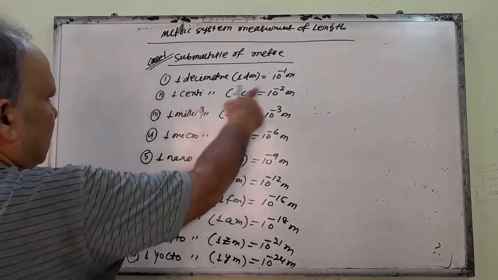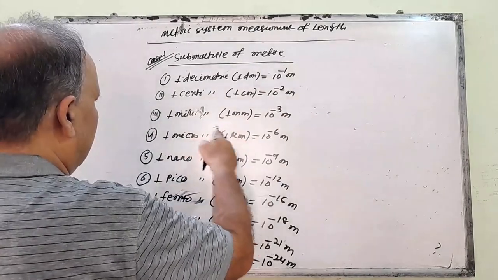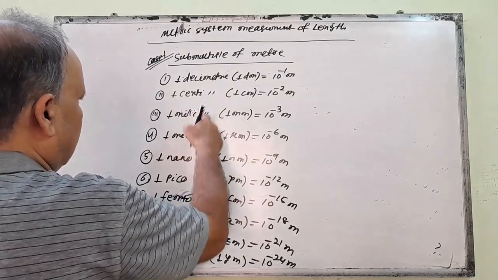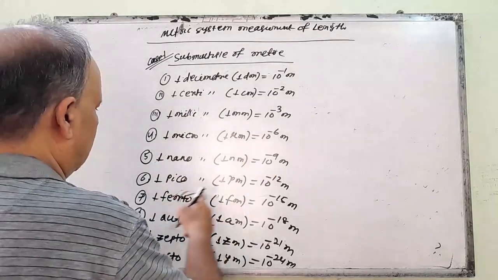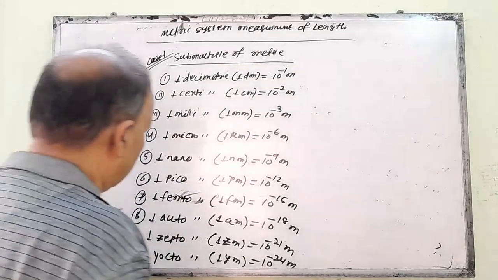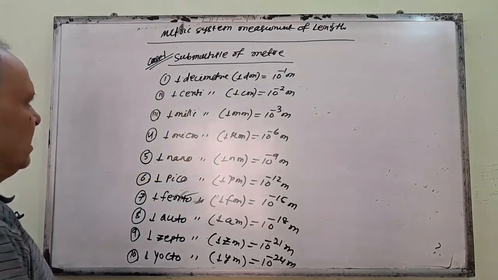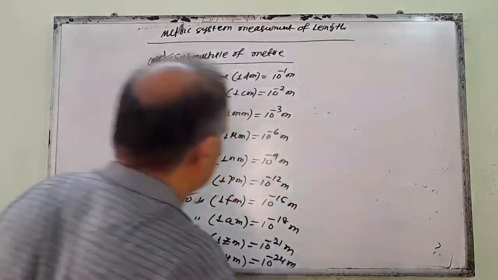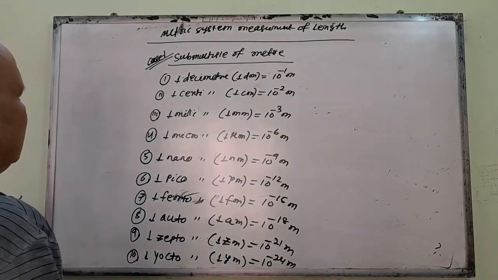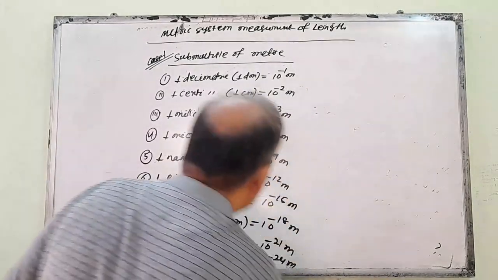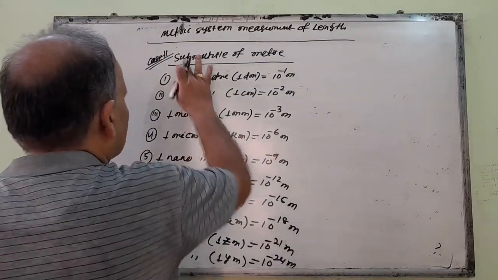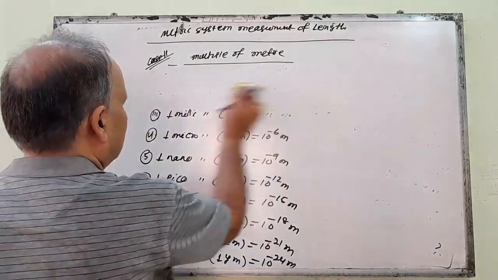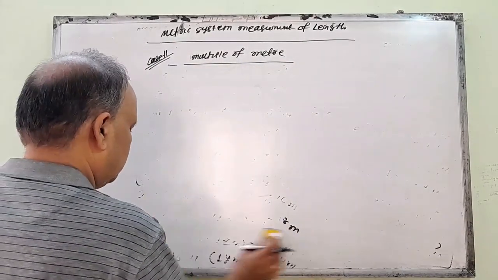You see, decimeter, centimeter, millimeter, 1 micrometer, 1 nanometer, 1 picometer, femtometer, attometer, zeptometer, and yoctometer. These are the units which are smaller than meter in metric system. All are in the power of 10. Next, case 2, that is the multiples of a meter. You see, which are multiples of a meter?